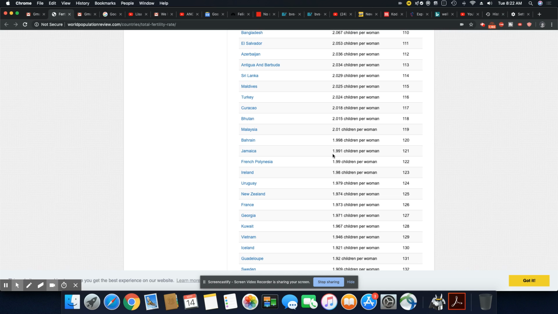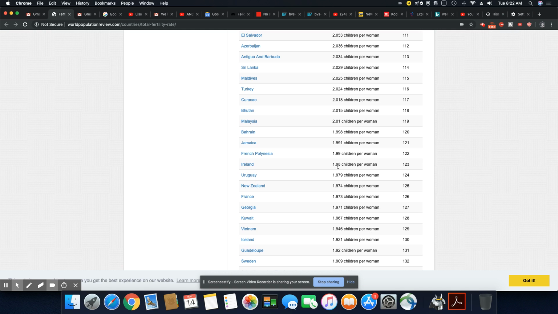Jamaica is at 1.991 children per woman. Ireland at 1.98 children per woman. New Zealand at 1.974 children per woman. France at 1.973 children per woman.